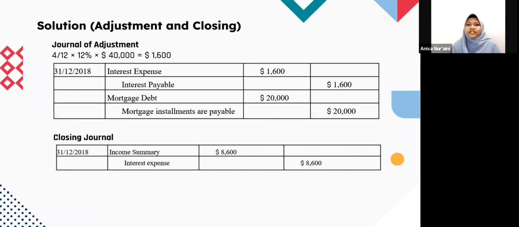This is the journal of adjustment and closing. The adjustment journal includes interest expense in debit and interest payable in credit for $1,600. Mortgage debt in debit and mortgage installment payable on credit for $20,000. And the closing journal includes income summary on debit and interest expense on credit for $8,600.